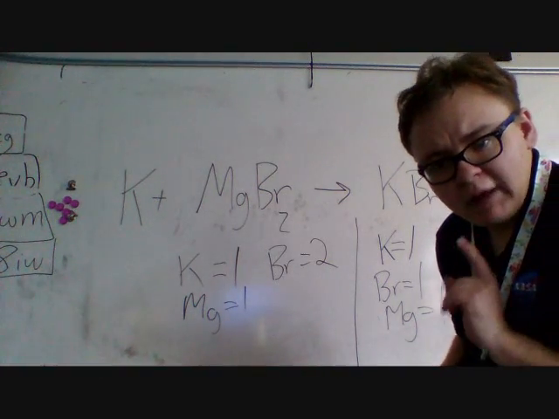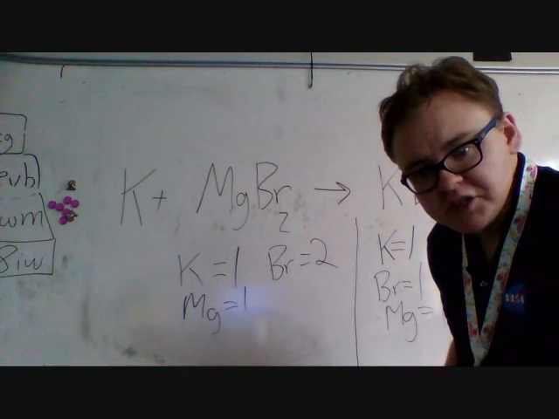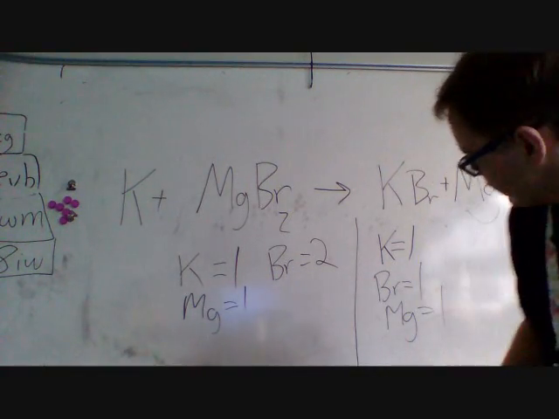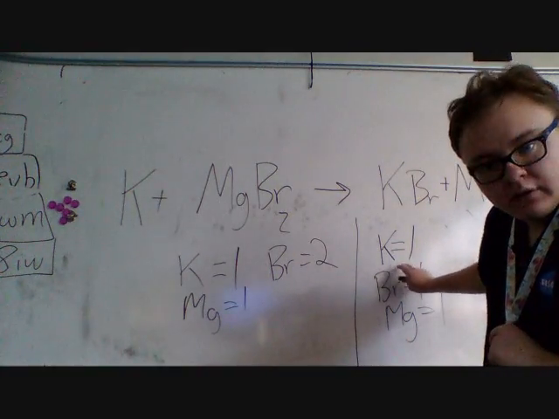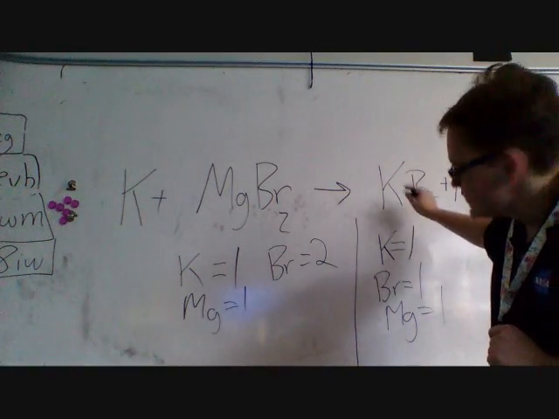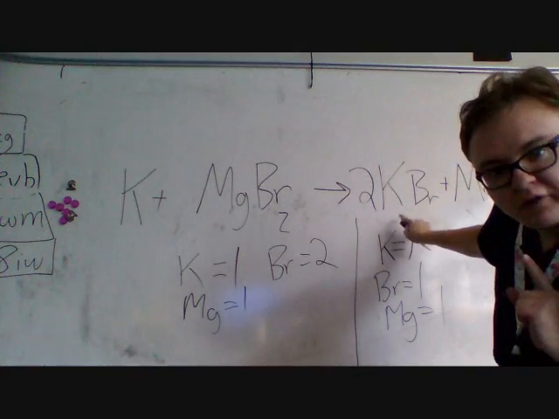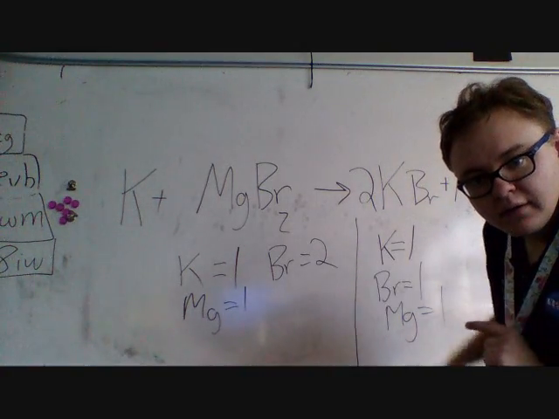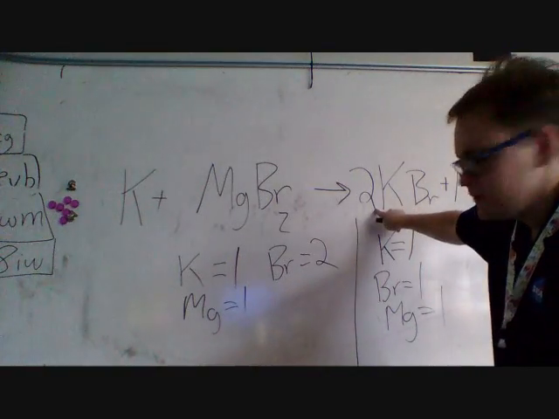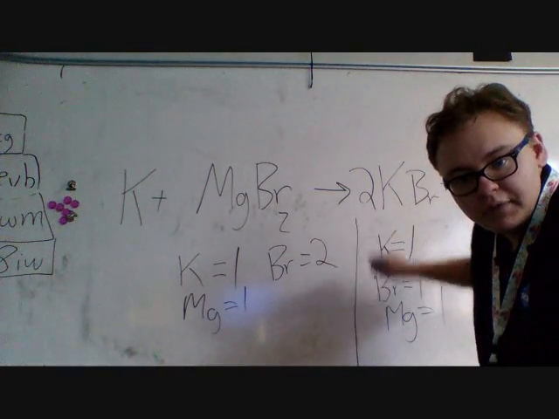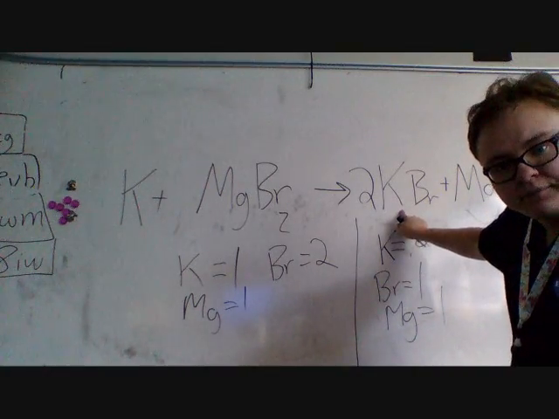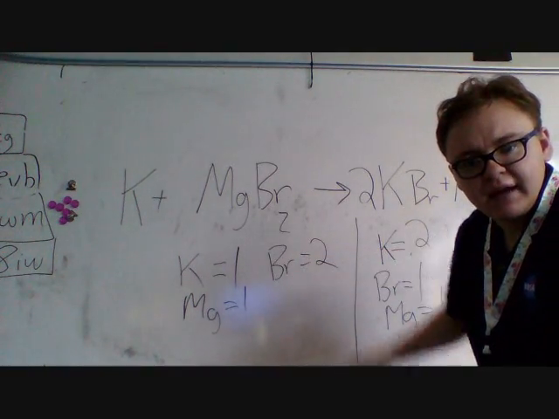So we have to think a little mathematically. We have to look at our equation and see what we can change to make the numbers line up. If you look at our right side, we have only 1 bromine. Well, bromine's here. Let's put a big 2 in front of potassium bromide. Looks good, right? But now we've messed up the potassiums. We've got 2 potassiums on this side, and only 1 potassium on this side.